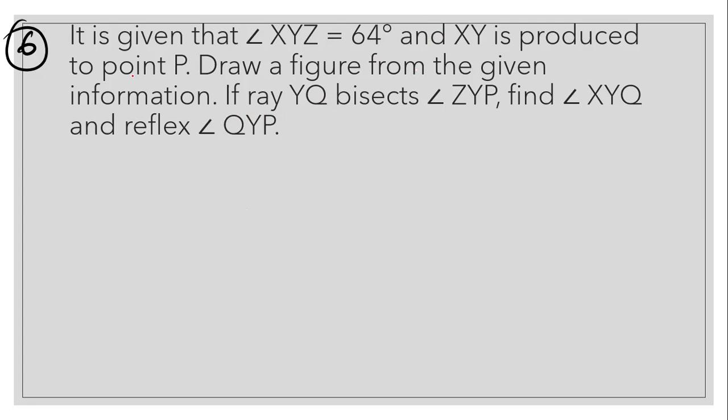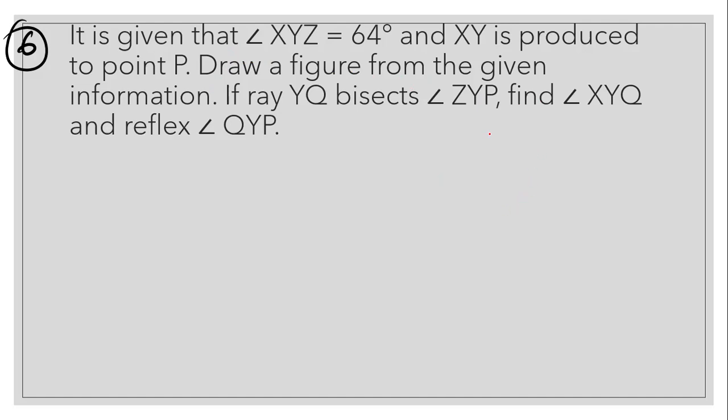Acha, coming back here, it is given that angle XYZ is equal to 64 degrees and XY is produced to point P. Draw a figure from the given information. If ray YQ bisects angle XYP, find angle XYQ and reflex angle QYP. Pause the video right now and try to draw the figure on your own. Brainstorm over it for at least 5-10 minutes. Not able to get it, come back. Okay, so I'll give you at least 5 to 10 minutes time. Try it out and come back.